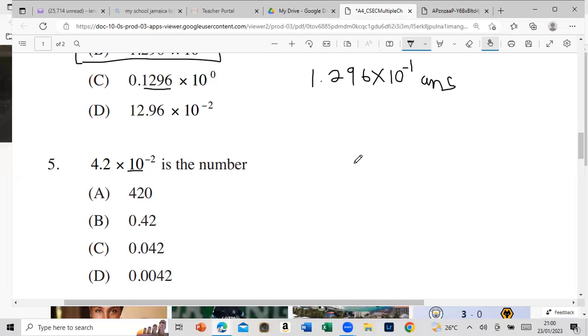Alright, guys, so let's go. So let me write the number so we have more space. So we have 4.2 times 10 to the minus 2. So what we know is that we're going to go 2 places, the decimal point, that is 2 places to our left because it's negative. Just think about the number line. That's what it's based upon.